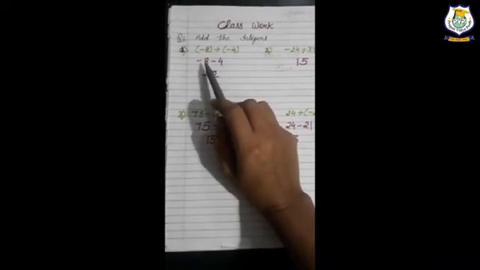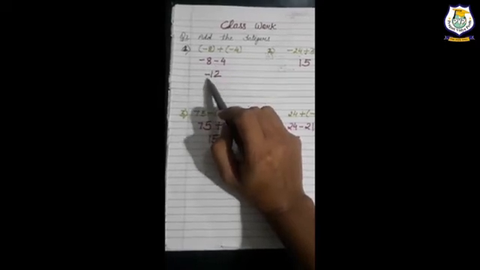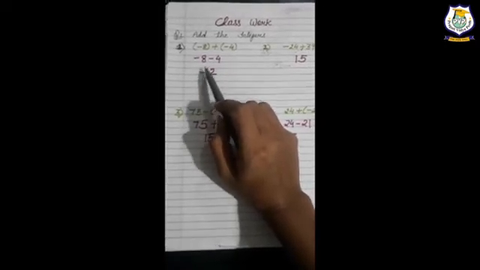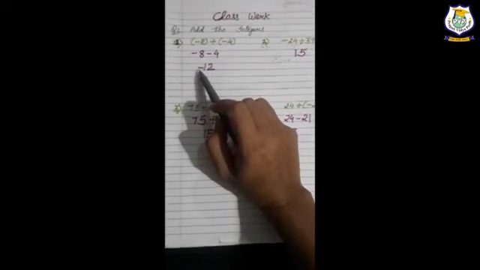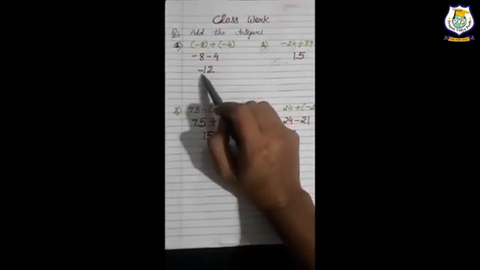And I have also told you whenever both the numbers have the same sign, then the answer will also come with that common sign. Here the same sign is minus. So it means here also 12 will come with the minus sign.